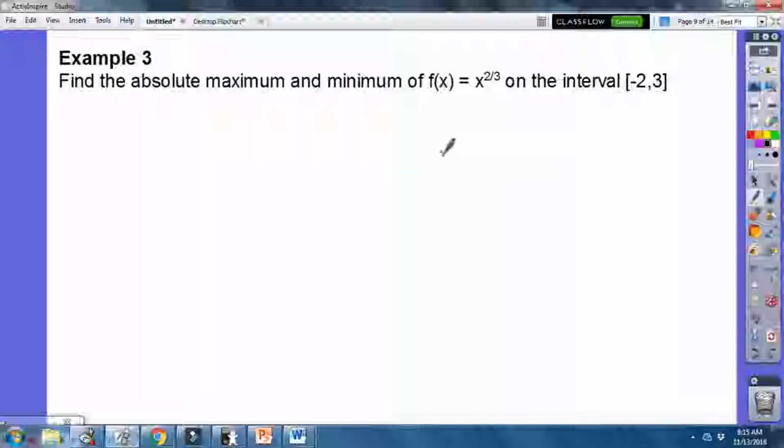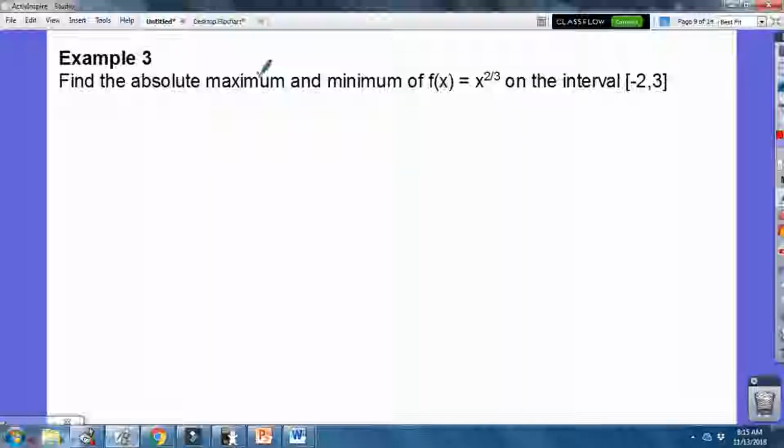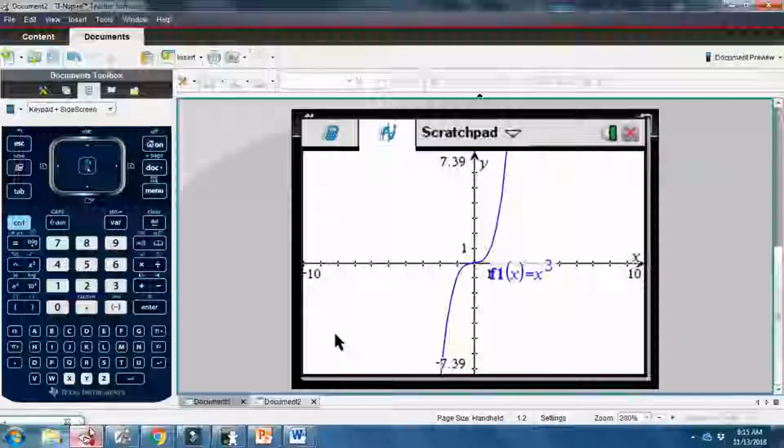So now we want to look at example 3, finding the absolute maximum or minimum of f of x equals x^(2/3) on the interval [-2, 3]. Now, if you are allowed to use the calculator on this section, it would be a good idea to just look at the graph and figure out what it looks like. If you couldn't figure that out, we do know that this is x to the 2/3 power, so it is going to look something like cubed root of x. But let's just take a look at it real quick.